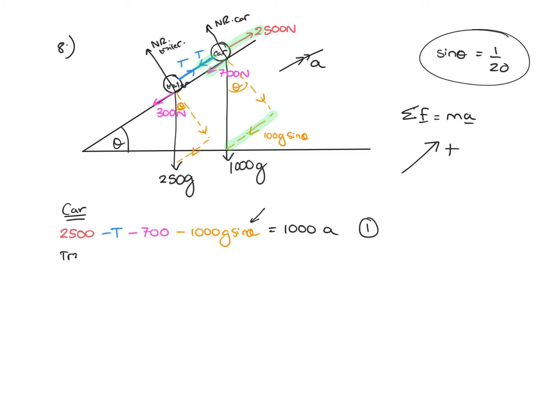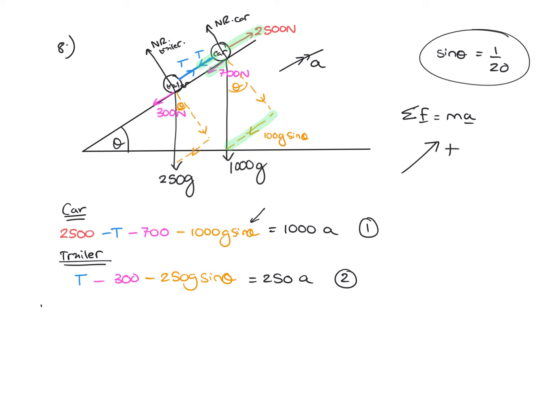That's equation 1. If we do the same thing for the trailer, then up the slope we've got T, and then backwards down the slope we've got minus 300, and then we've got minus 250 g sine theta, and that equals the mass 250a.